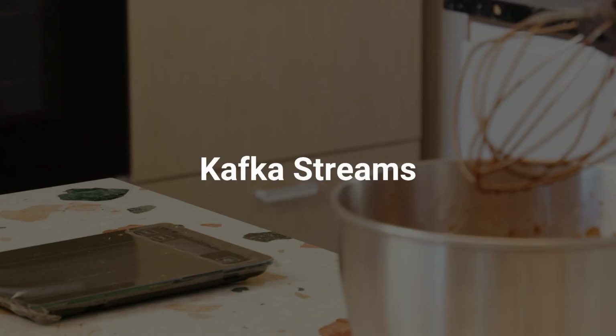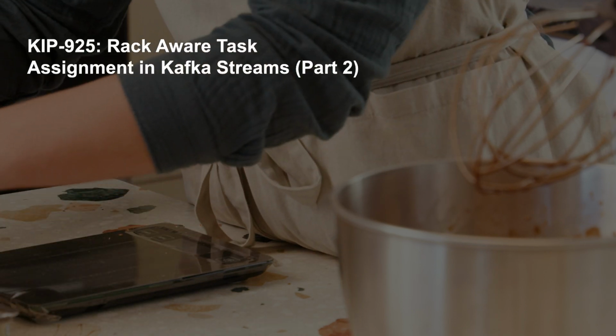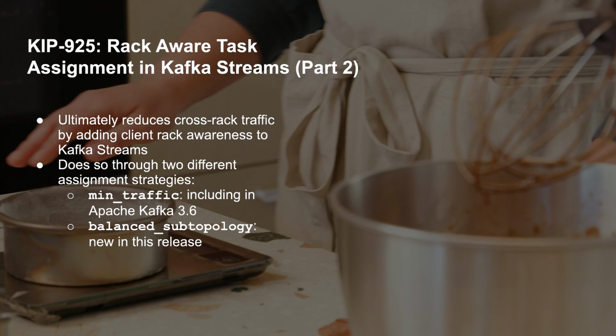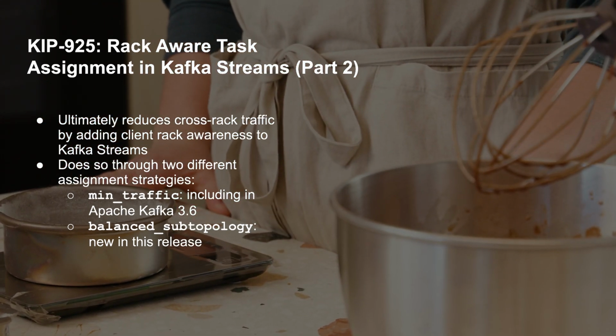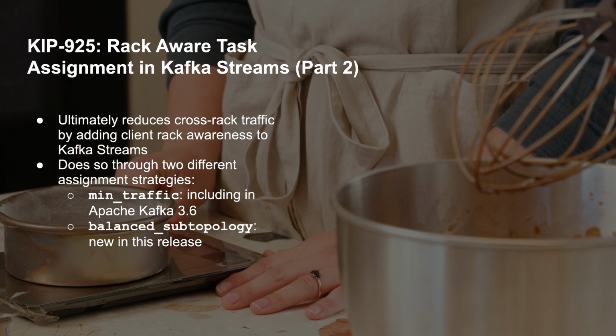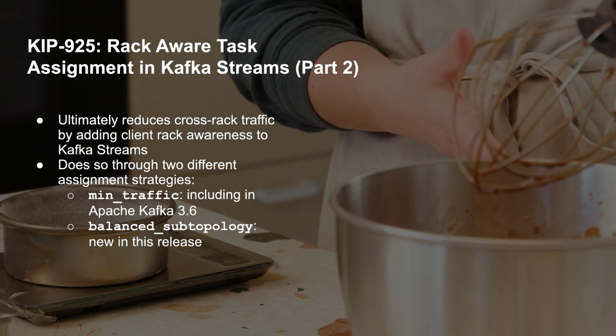For Kafka Streams, our first update is KIP 9.2.5, rack-aware assignments for Kafka Streams tasks. You might remember this KIP from the previous release where only one of the assignment strategies was implemented. In this release, the second assignment strategy was added, so now you have the ability to assign rack-aware tasks using min traffic or balanced subtopology.